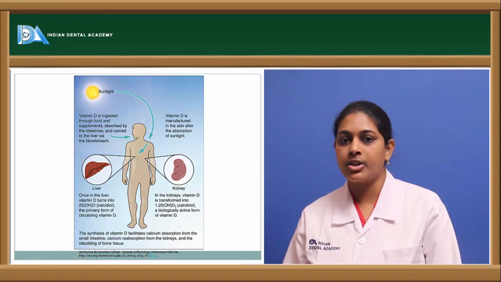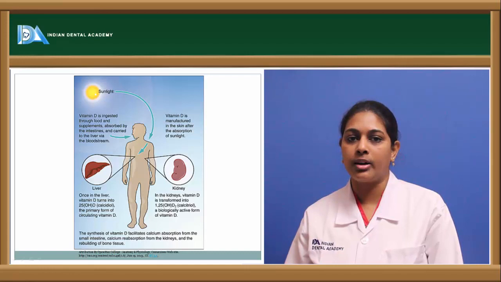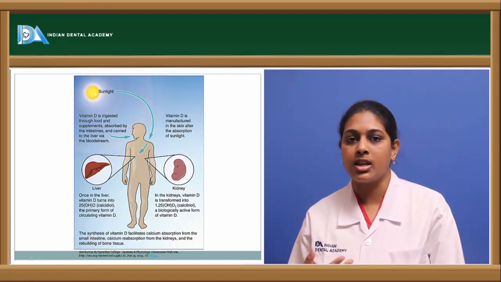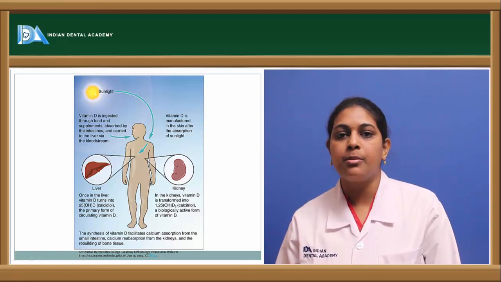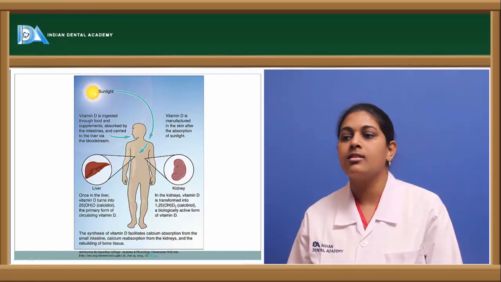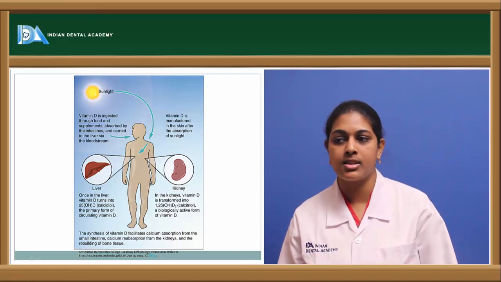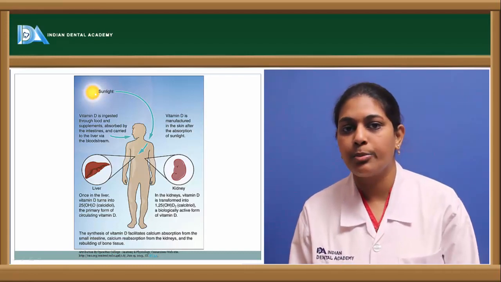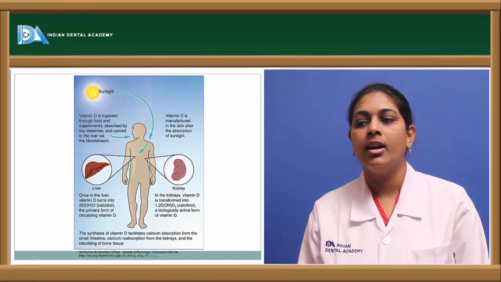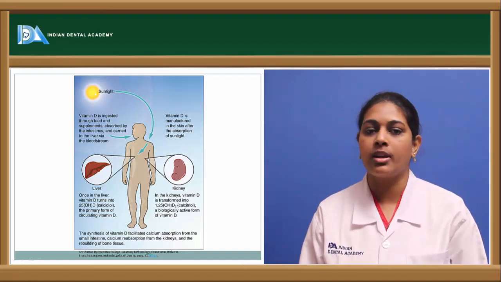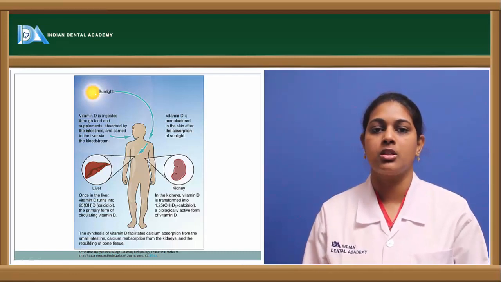Once it is converted in the kidney, it reaches the bloodstream, and thereby it shows its effects, such as helping in mineralization of the bone. Vitamin D facilitates the absorption of calcium from the small intestine, calcium reabsorption from the kidneys, and rebuilding of the bone tissues, that is by the mineralization of the osteoid matrix.